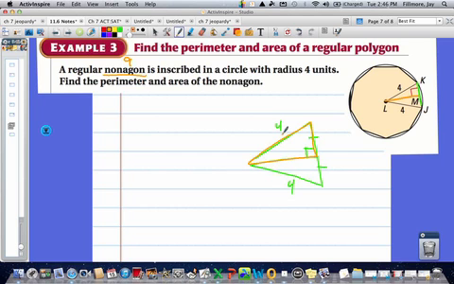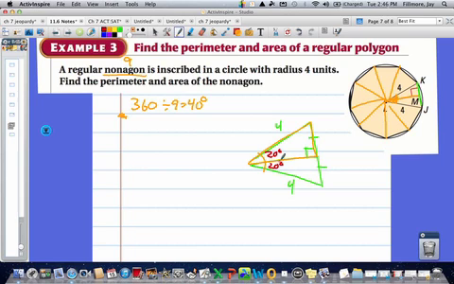This is a nonagon with 9 sides. And all of these central angles should add to 360. And there's 9 of them since it's a nonagon. So we can take 360 and divide it by 9 and find out that it's going to be 40 degrees for this central angle. So that whole thing is 40 degrees. That means each half is 20.